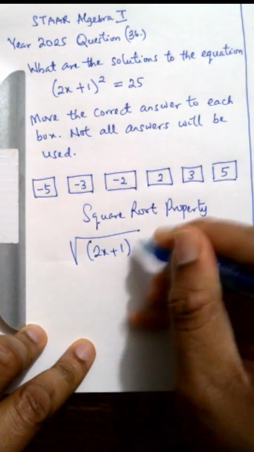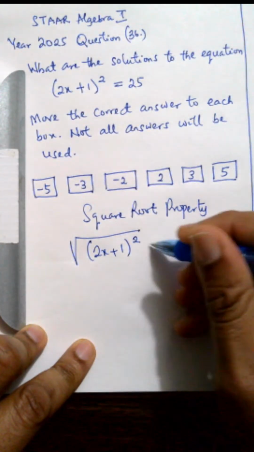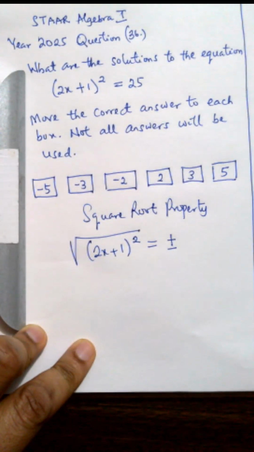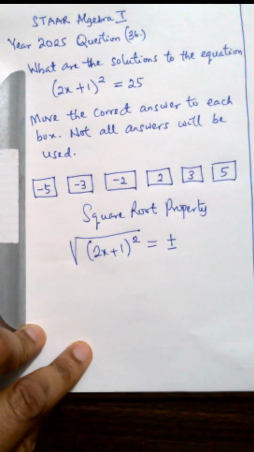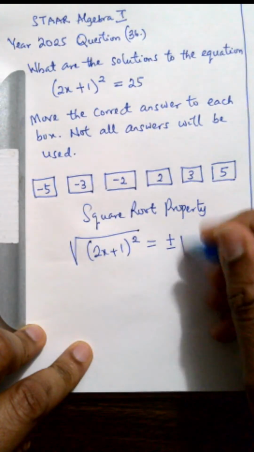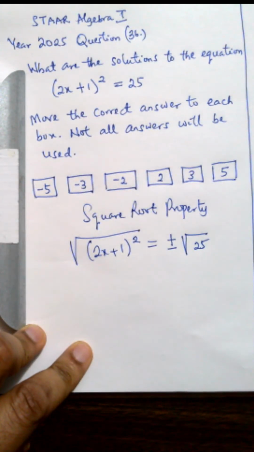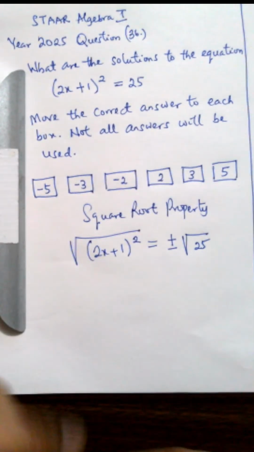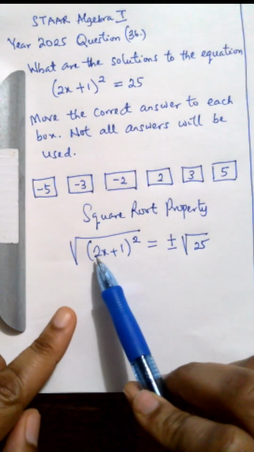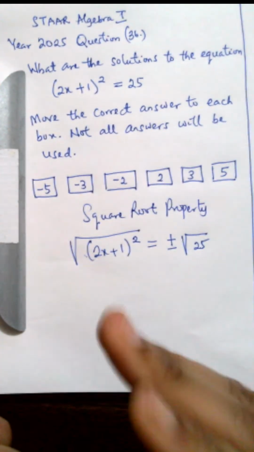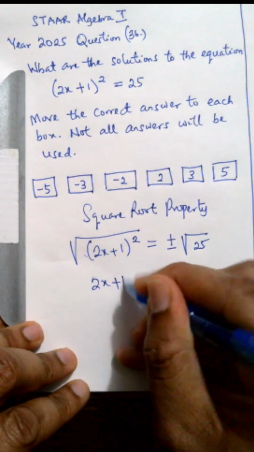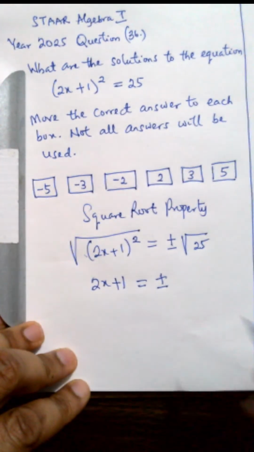So this is the square root of 2x plus 1 all squared. Then on the right-hand side, we use the plus minus sign, so we consider both the positive square root and the negative square root. So 25. Now, of course, with the quadratic equation, we have two roots, or two solutions. When we take the square root of the square of a term, it is the term. So this is just 2x plus 1 equal to plus minus 5.